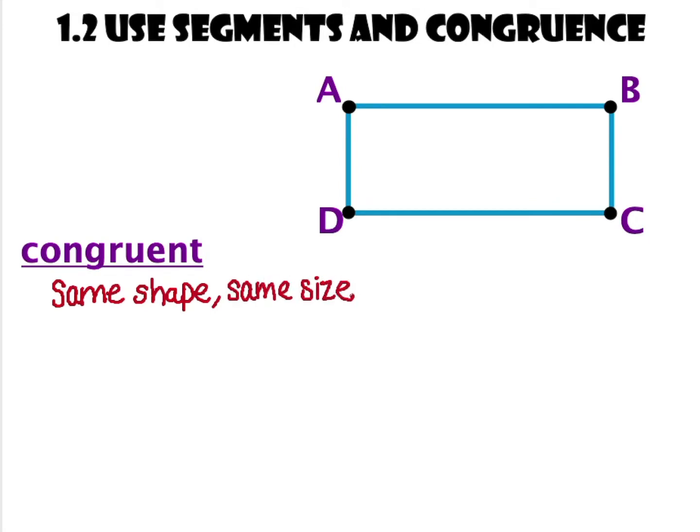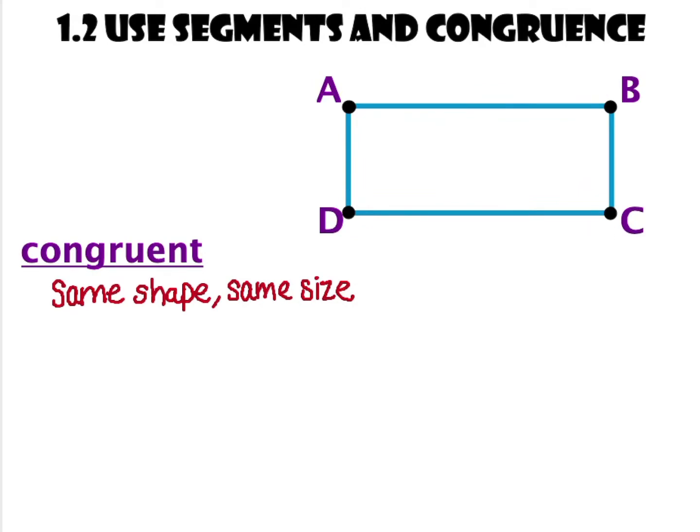So when we look at this rectangle up above, do you see any segments that are congruent to each other? For example, segment AB. Is that the same shape or the same size as any other segments? And what you should have said was that segment AB is congruent to segment DC because they're the same length and they're both segments. So that's what congruent means.